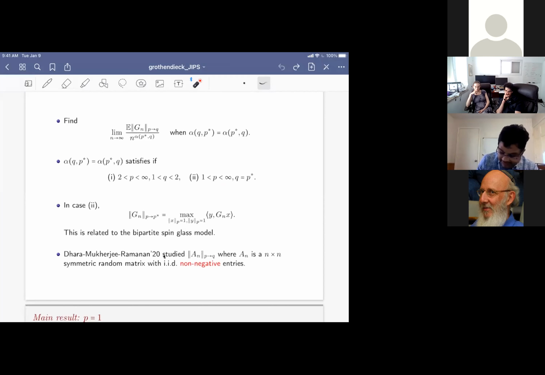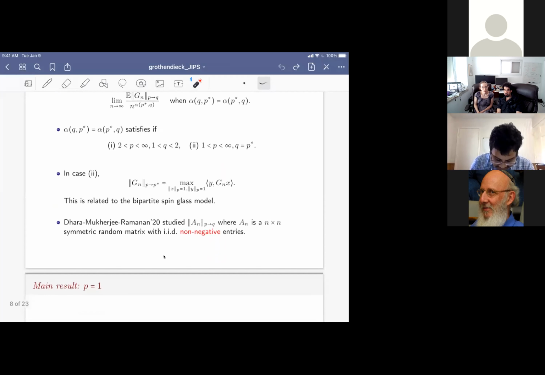Let me mention that in the second case, when q is equal to p star, we are basically looking at the p to p star operator norm of the matrix Gn. So we can write this as the maximum of the bilinear form, where we maximize x and y both belonging to the unit lp ball. This is related to the ground state energy of the bipartite spin glass model, and this model is much harder to analyze compared to the ordinary mean field symmetric spin glass model. So it seems like this is a hard problem to show convergence or to find the limiting constant.